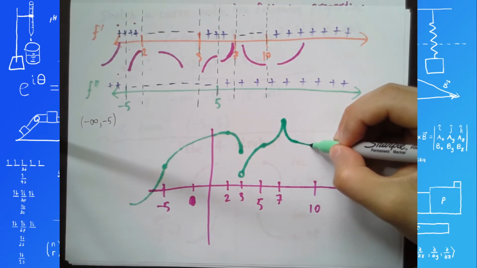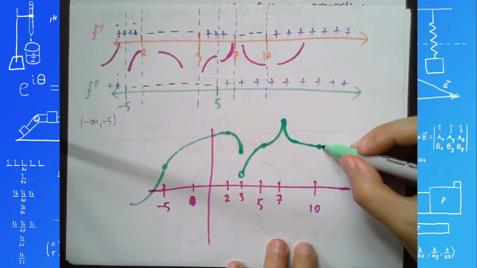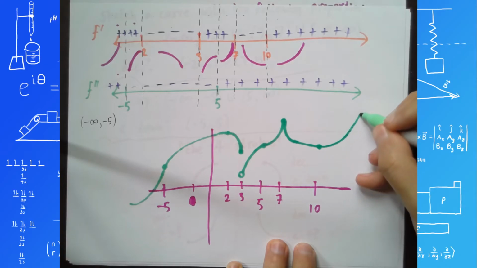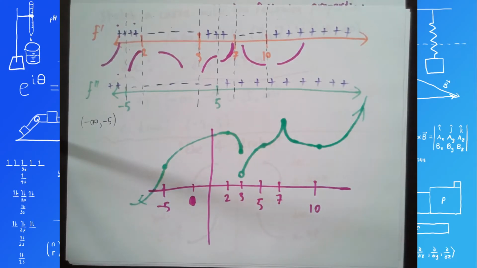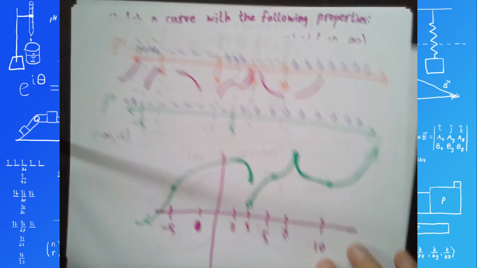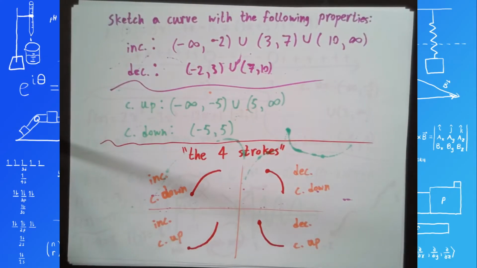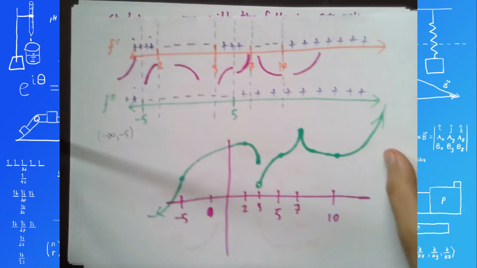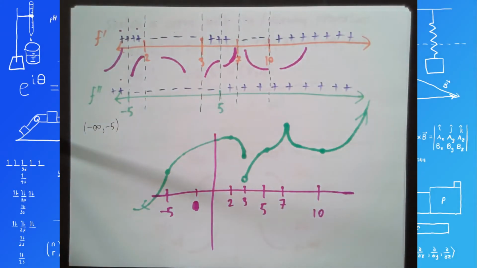And then after hitting 10, it switches to increasing concave up. And there you go. That is one of many possible graphs you could draw given this information. So remember the 4 strokes, and you should be good to go. I know that troubles a lot of students, so there it is for you.